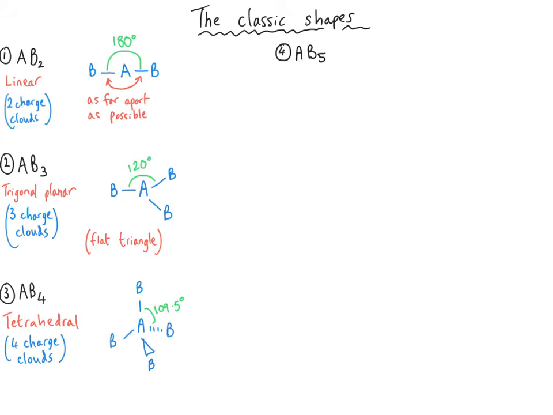If we move on to 5 pairs of electrons, we have got the AB5, and so we've got 5 pairs of electrons.